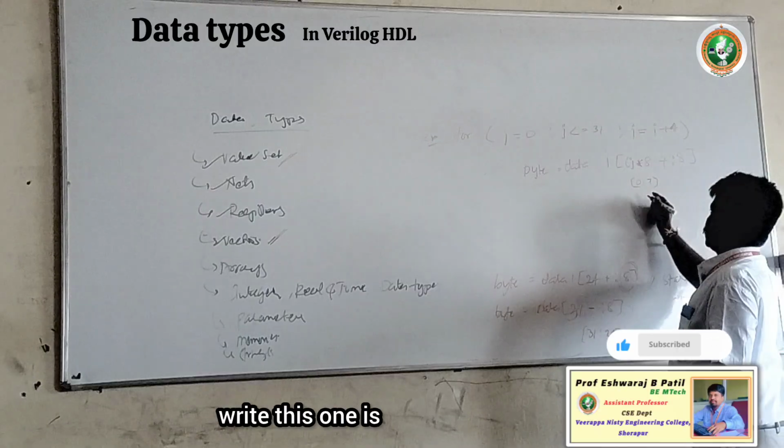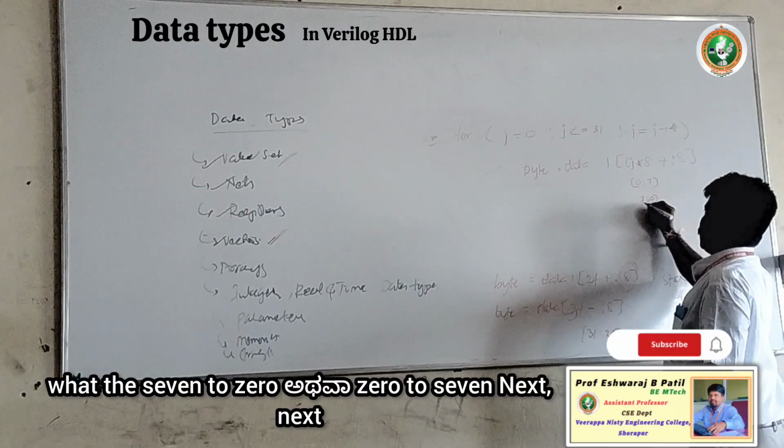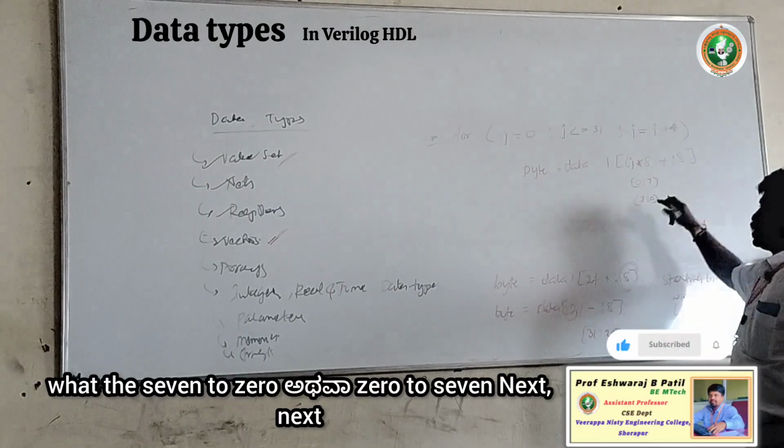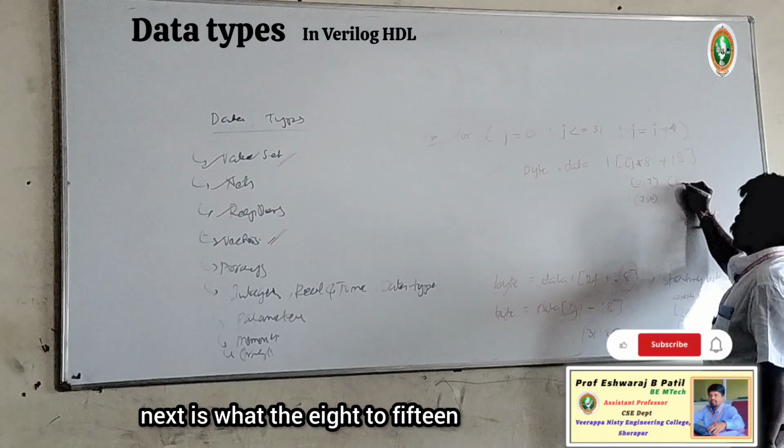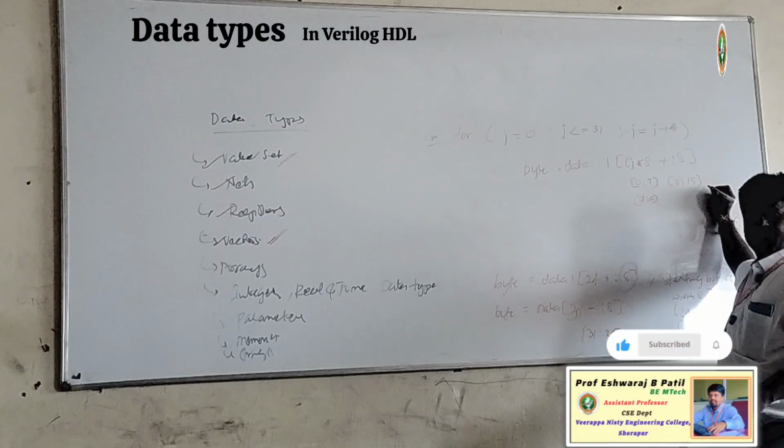Similarly, we can also write this one as 7 raised to 0, or 0 raised to 7. Next is 8 raised to 15. Yes sir.